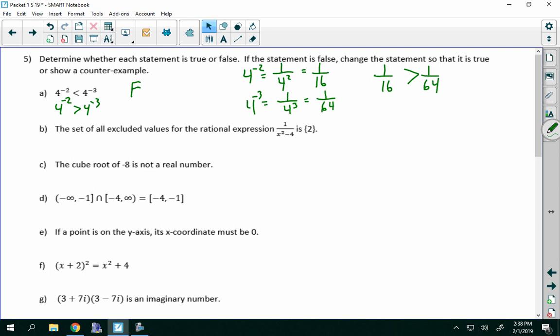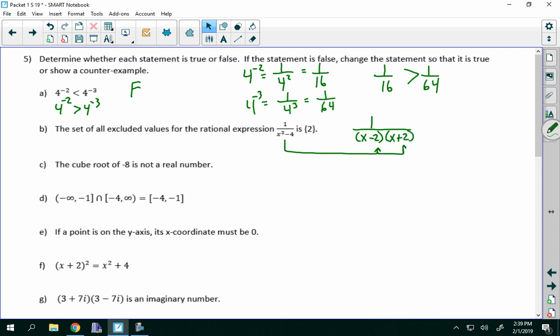The set of all excluded values for the rational expression 1 over x squared minus 4 is 2. The answer would be x equals 2. That's the only value that you would have to exclude from x here for this fraction, this rational expression, to make sense. Well, to really see that you've gotten all the possible numbers to exclude, you have to factor x squared minus 4. And x squared minus 4 factors as follows: x minus 2 times x plus 2.